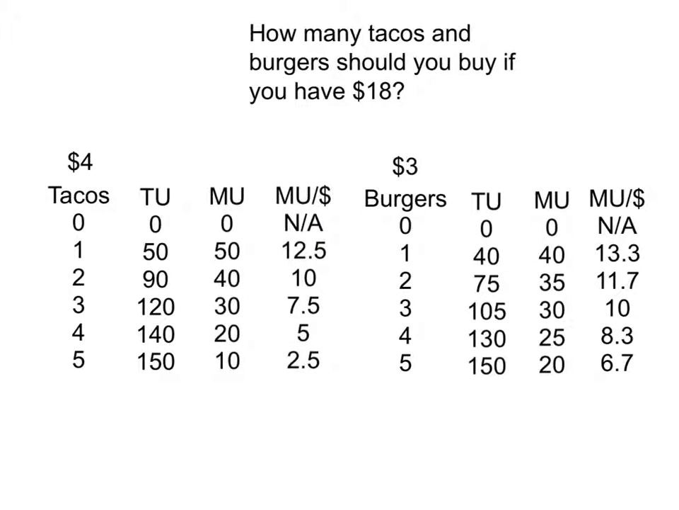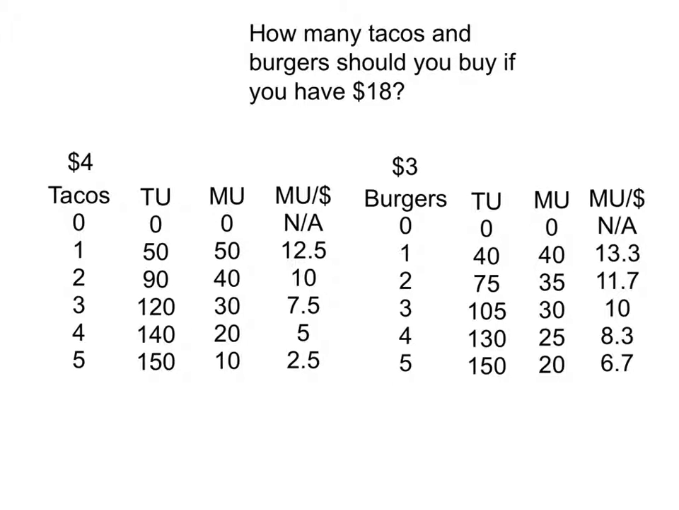If the price of tacos were $4, my marginal utility per dollar is going to change. So 50 divided by 4 is 12.5. 40 divided by 4 is 10. 30 divided by 4 is 7.5, and so on. So as I'm deciding how many of each of these things to buy, I'm going to first buy a burger for 13.3 utils per dollar, and a taco for 12.5, and then another burger for 11.7.